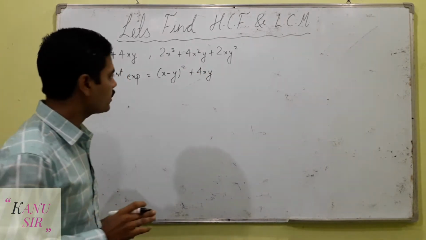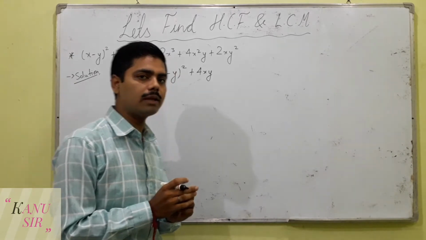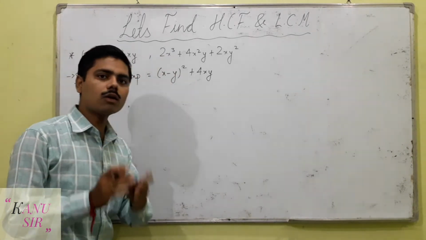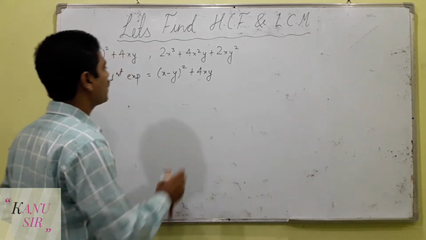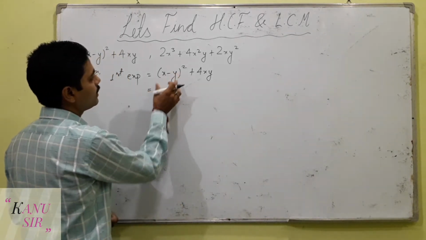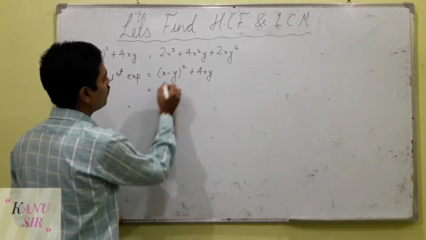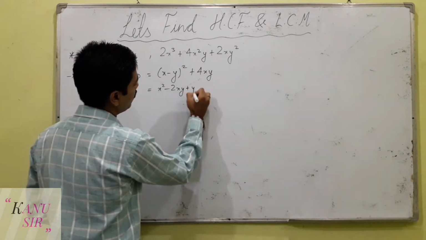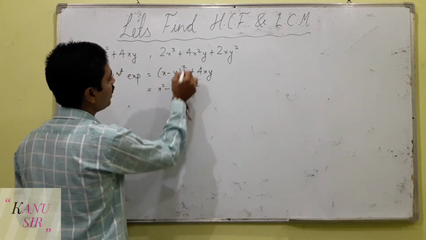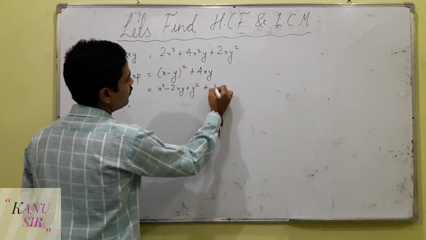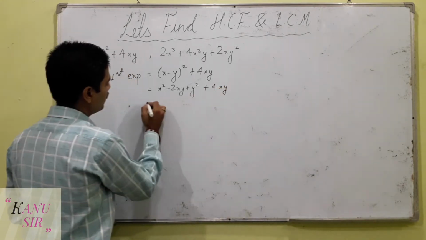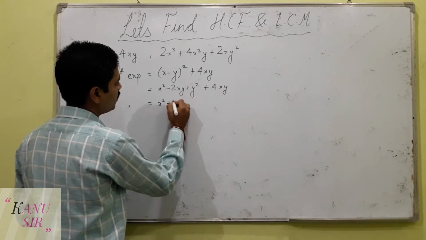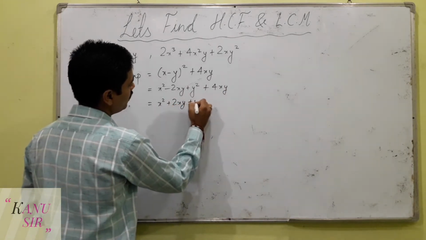For some of the students, if you know the formulas very carefully and clearly, then you can understand it is also a formula. But for others who don't know whether it is a formula or not, you can open this in a simple way, like x minus y whole square, you can write x square minus 2xy plus y square. We have opened the formula of x minus y whole square plus 4xy, and x square minus 2xy plus 4xy will give you plus 2xy plus y square.